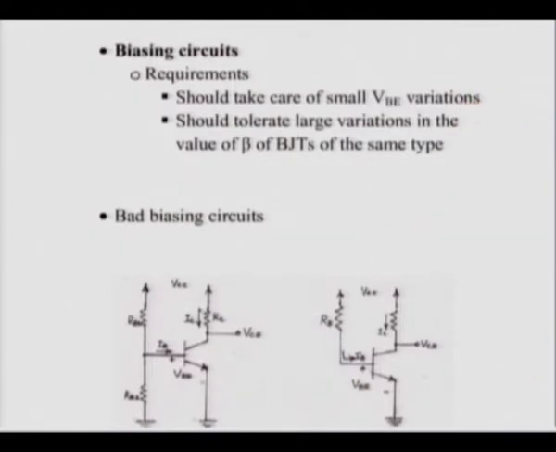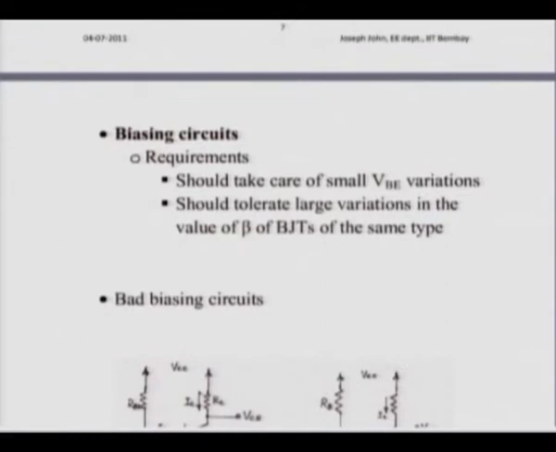We need to make sure that the small VBE variations which occur because of temperature variations should not upset our operating point. So we need to make sure that the circuit can take care of small VBE variations.